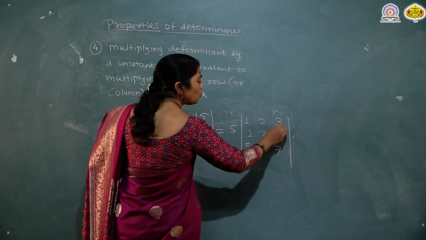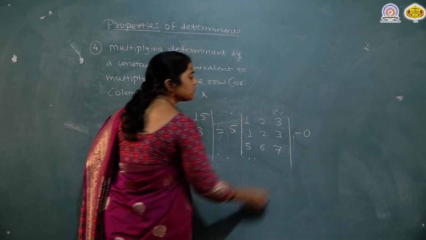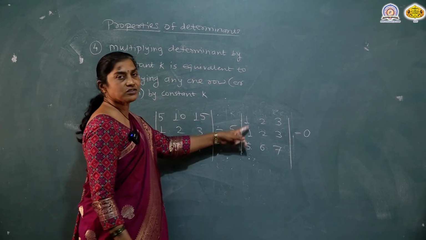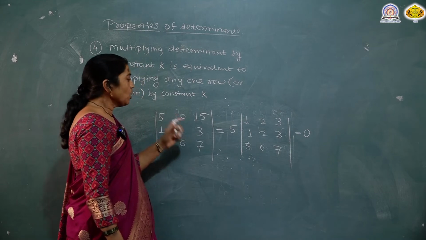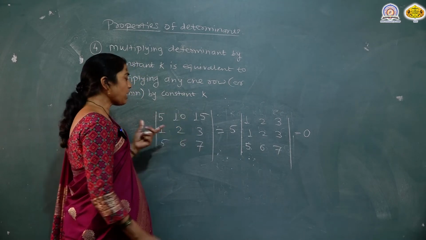Observe that these two rows are identical, so obviously the value of the determinant becomes 0 because first row and second row are identical. So the property helps to find the value of the determinant without expansion.